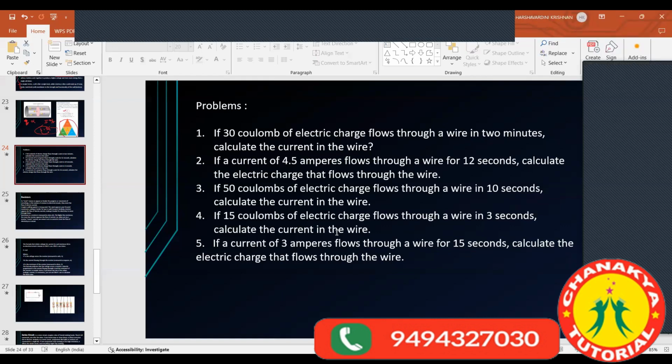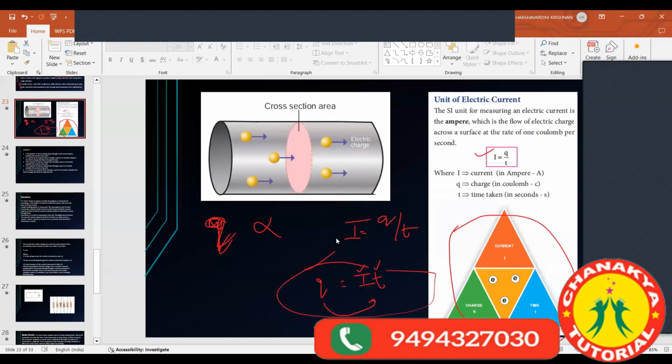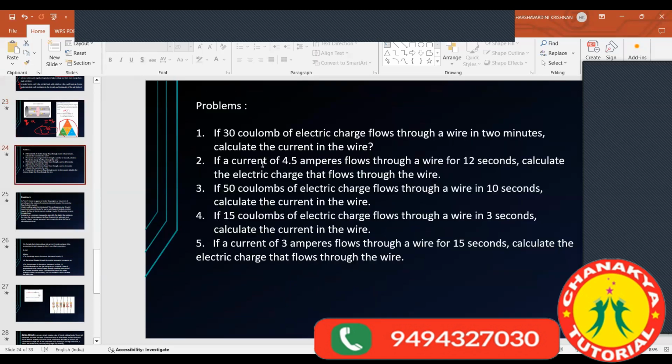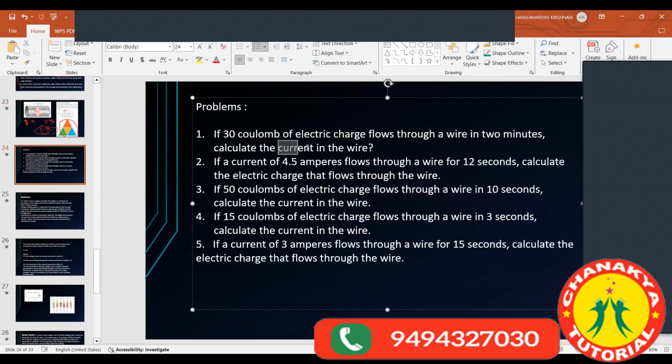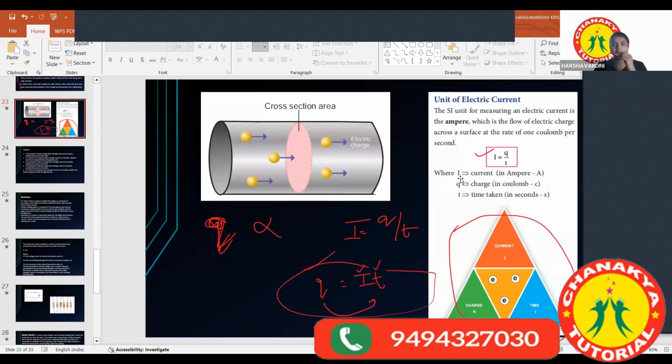Ma'am, I had a confusion here. You can ask me now. I remember the formula I equals Q by t. Here the charge is given in the first question and the time taken is also given. So do we need to find the current? Yes, it's mentioned: calculate the current in the wire. So current is basically I. I is equal to current.